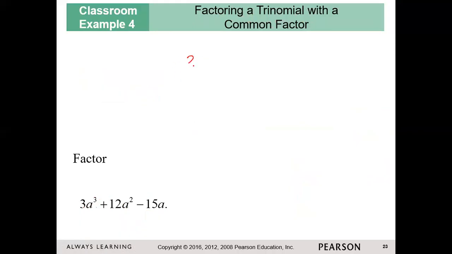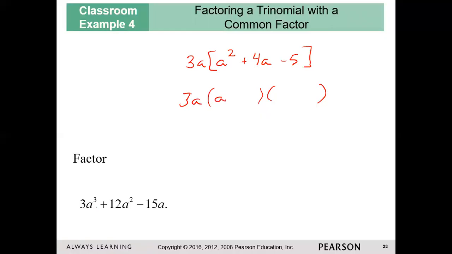So I'm going to factor my 3a out, and that's going to leave us with a quadratic that's going to be a squared plus 4a minus 5. And what happens now is you have this quadratic trinomial inside here that you need to factor. So this is going to be 3a. And again, when you factor this quadratic trinomial, it's going to be two sets of parentheses.